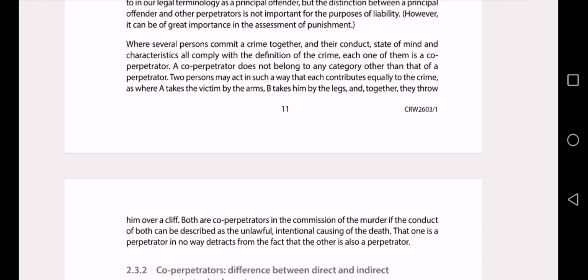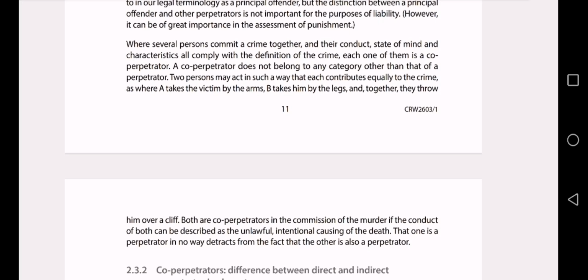Several persons commit a crime together, and their conduct, state of mind, and characteristics all comply with the definition of the crime. Each one of them is a co-perpetrator. A co-perpetrator does not belong to any category other than that of a perpetrator.